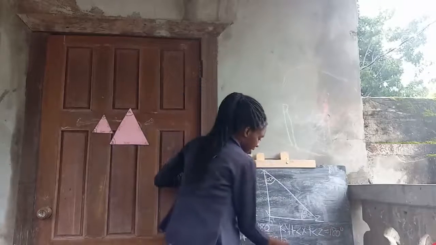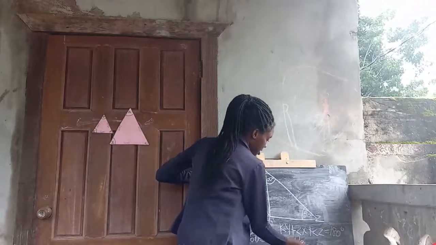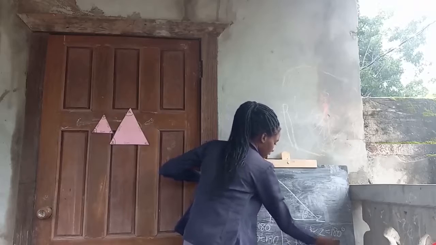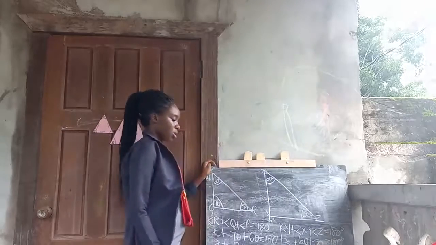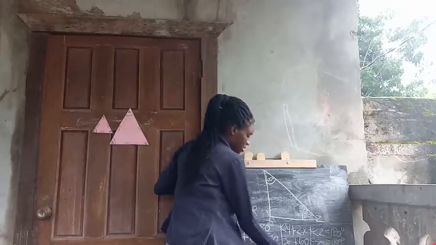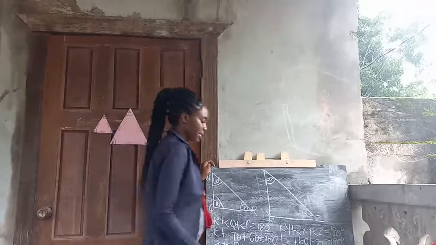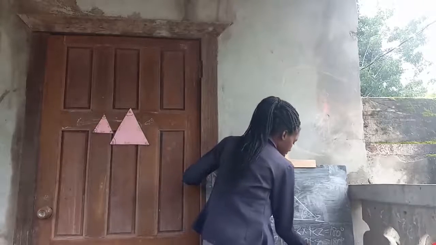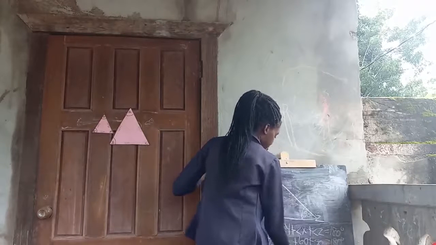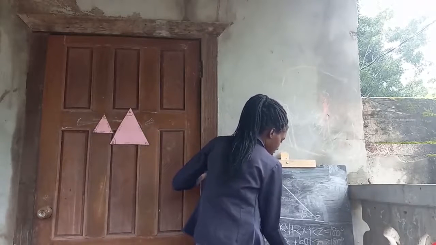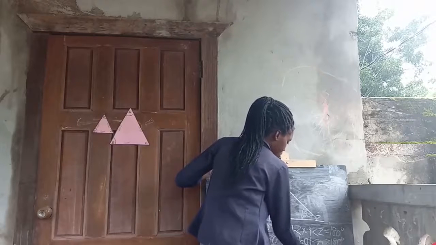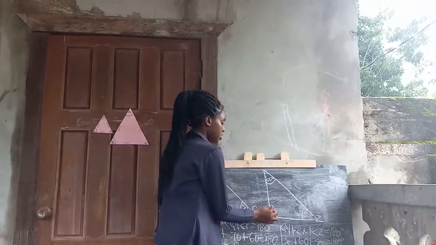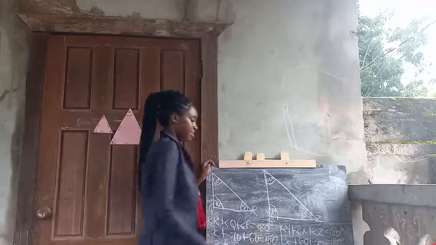Angle Y, let's put it as X. Angle X is 60 plus angle Z is 50 equal to 180 degrees. So X is going to equal 60 degrees plus 50 degrees, which gives us 110 degrees, and that's going to equal 180 degrees. So X is going to equal 180 minus 110, and that's going to equal 70 degrees. So angle Y is 70 degrees.